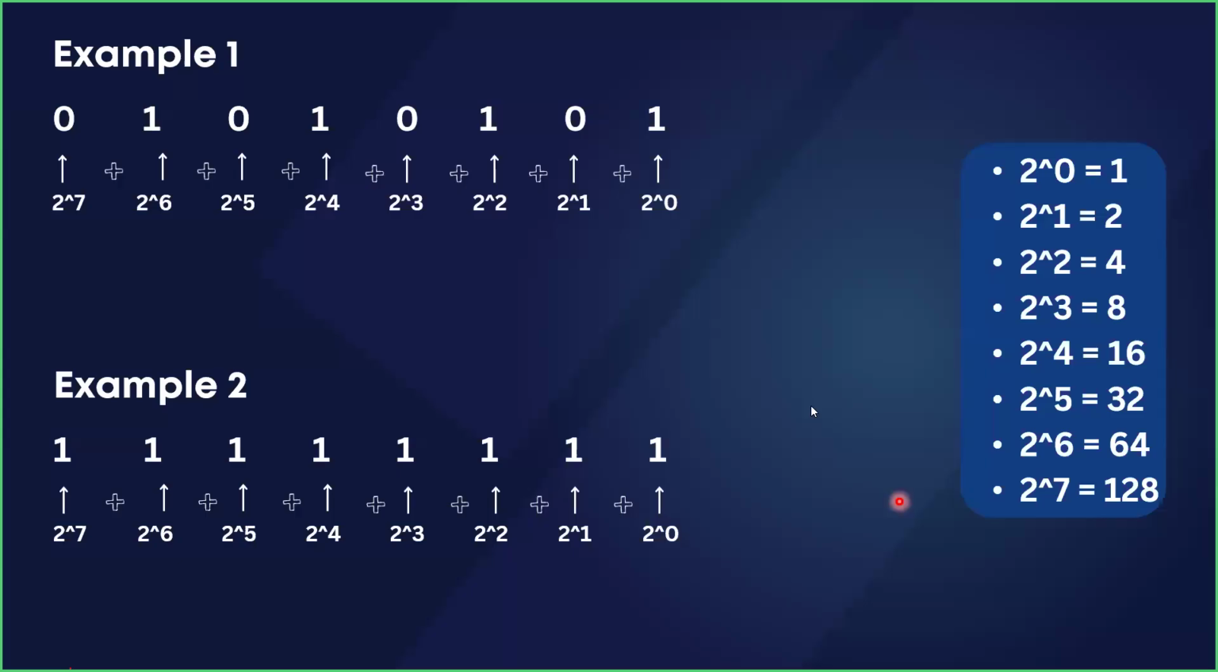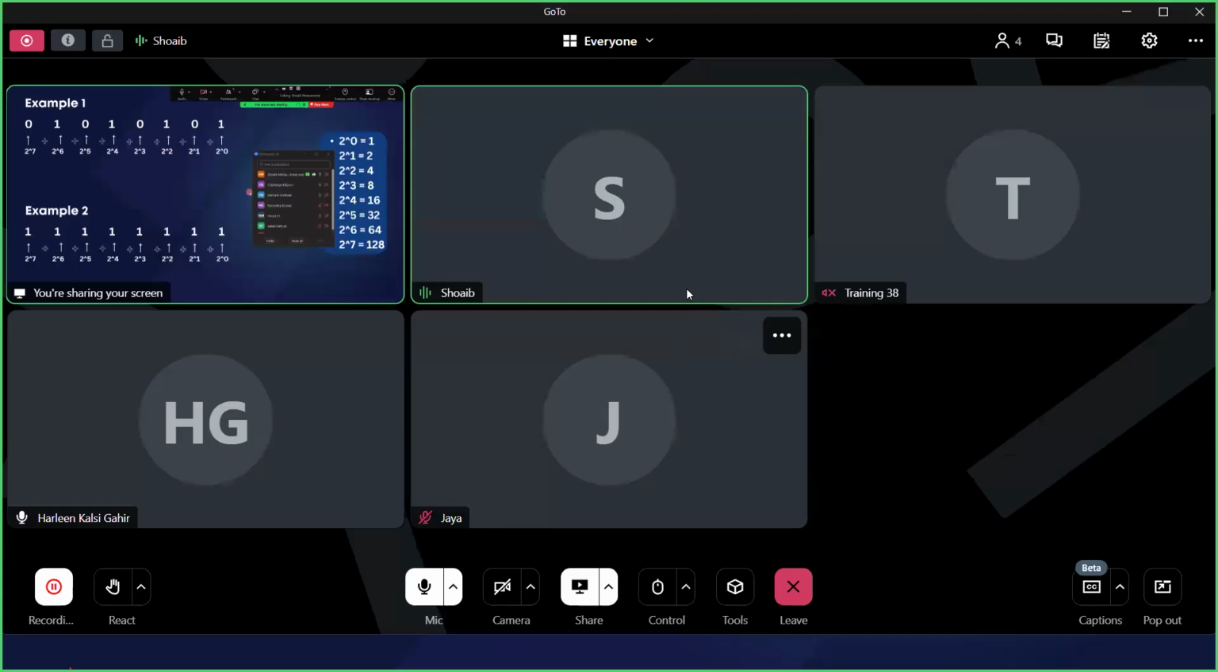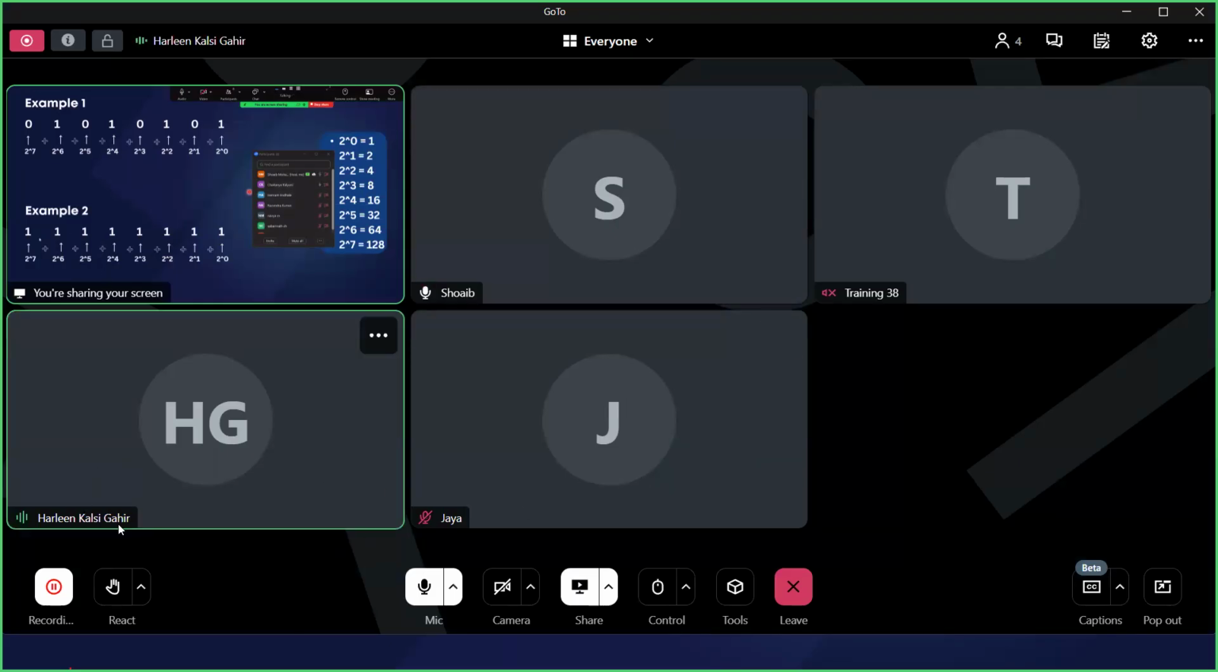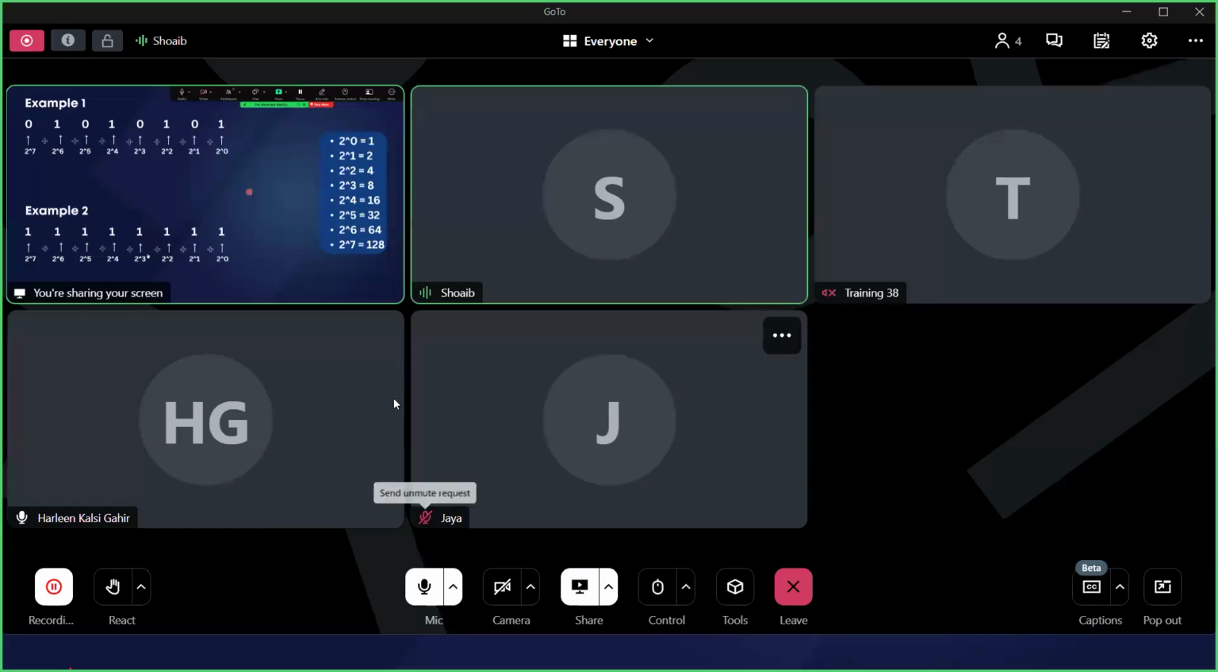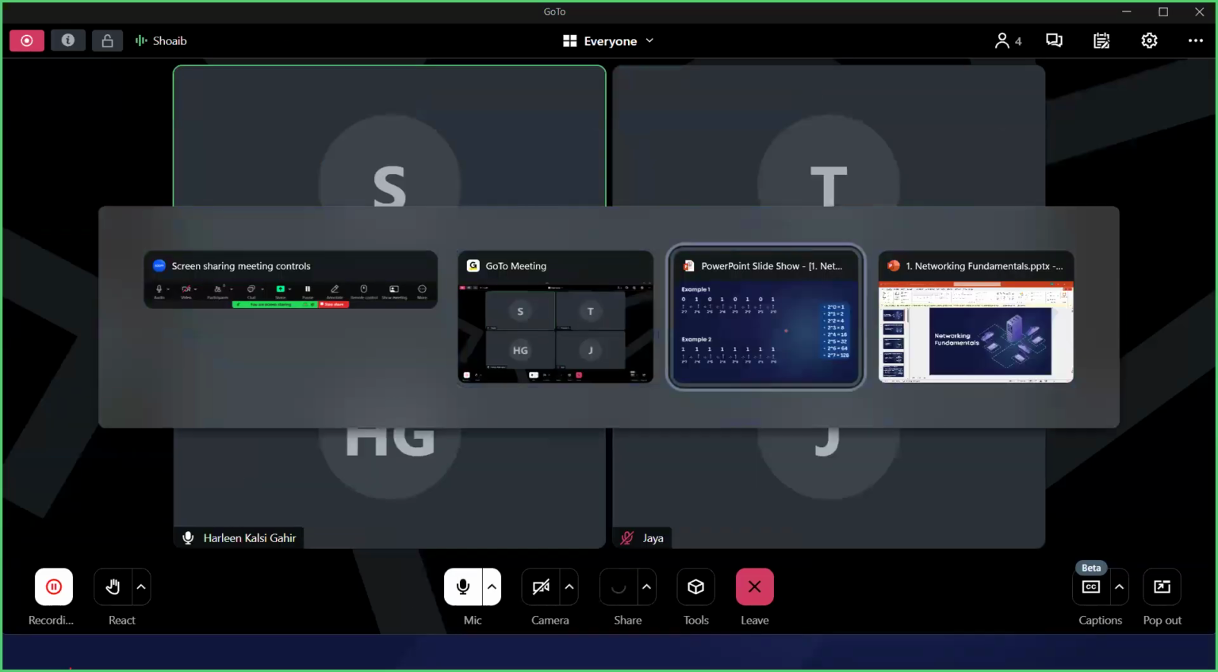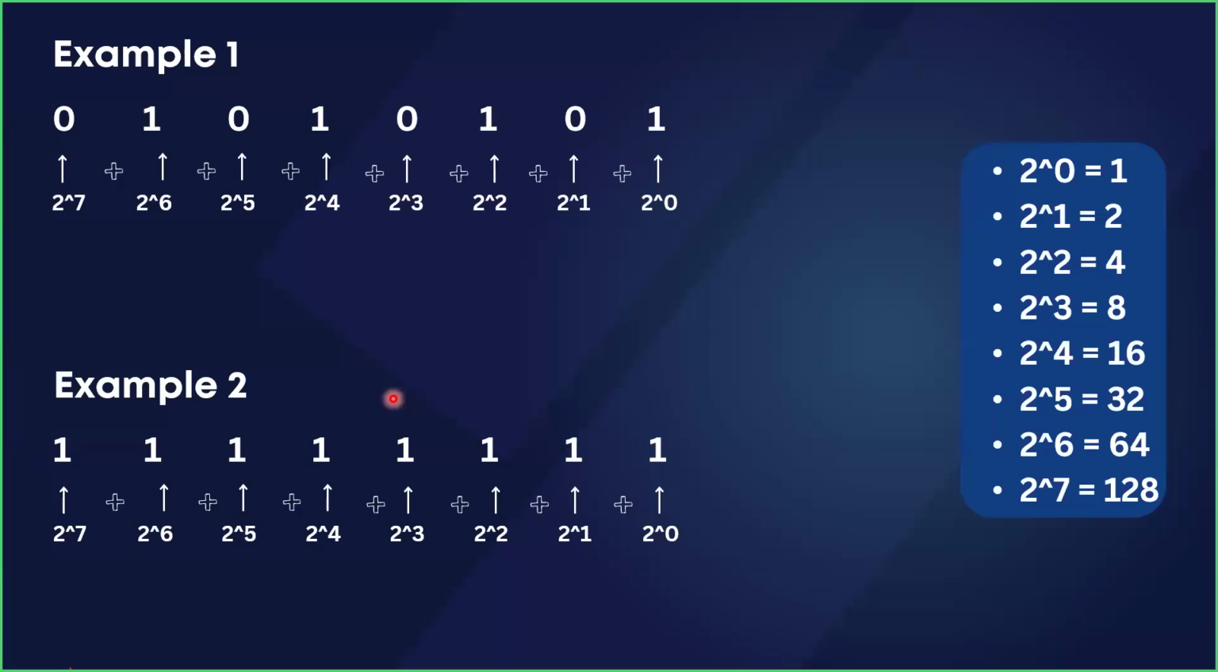Decimal is 85 for the first one, and the second is 255. I've got Haleen saying example 1 is 85 decimal. Okay, guys, perfect answers. So let's try calculating them just in case you had a different answer.